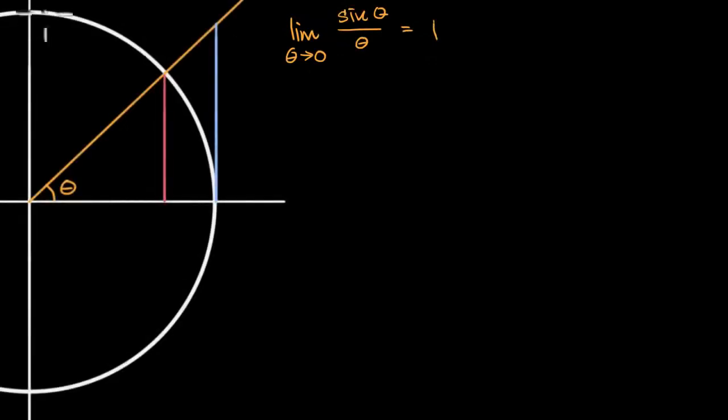So this white circle, this is a unit circle. Let me label it as such. So it has radius 1, unit circle.